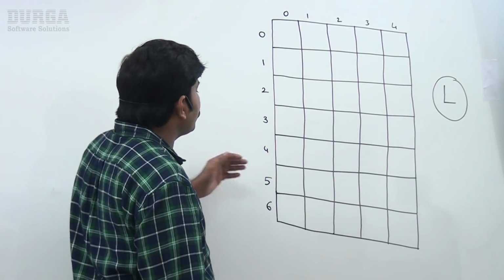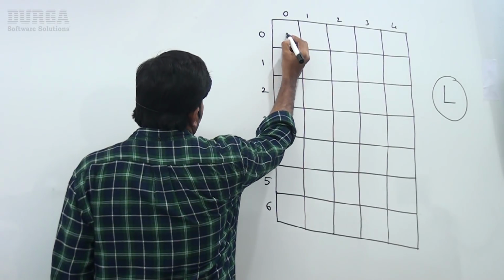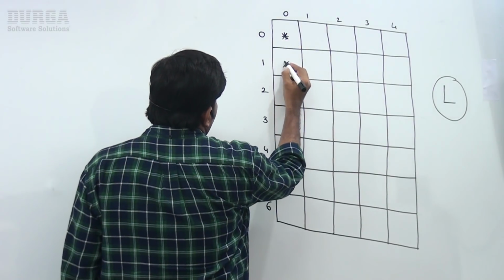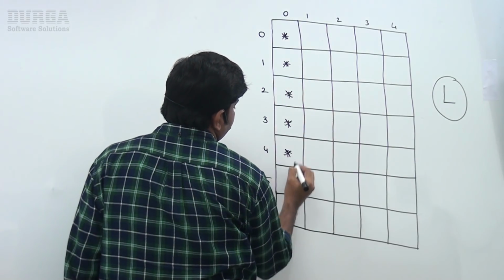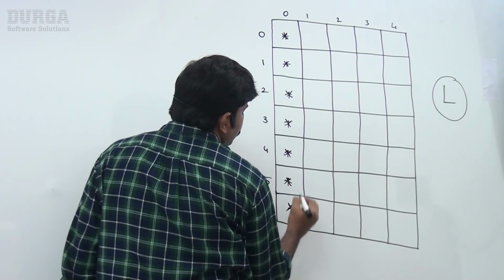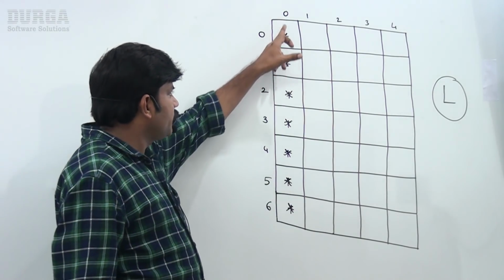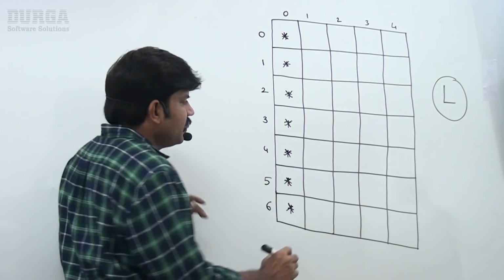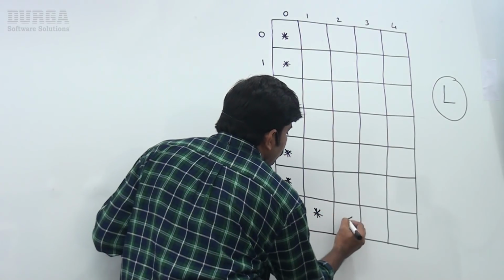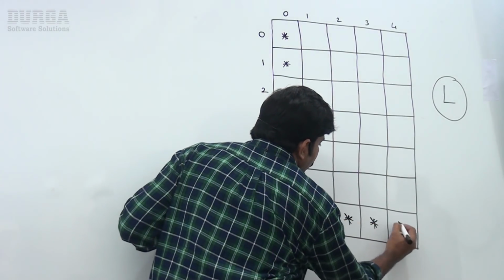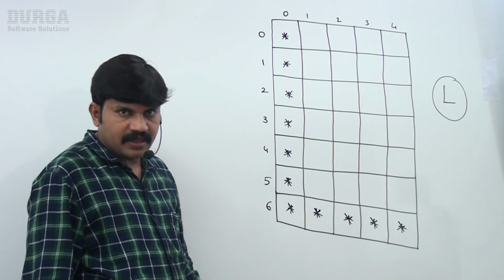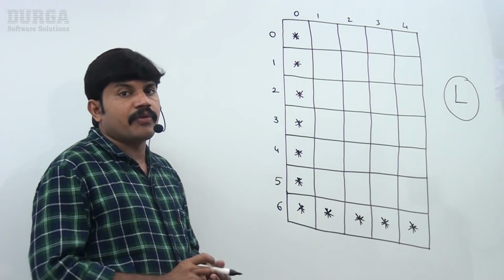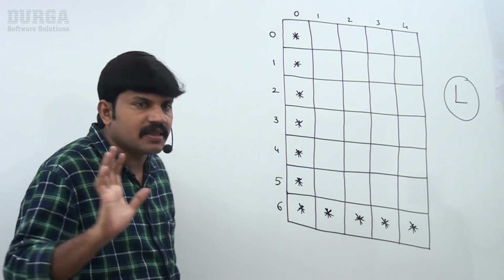Now what is the way? Very simple. L means, observe carefully: the first column, the 0th column, has all stars, and the last row has all stars too. Now it looks like L. Definitely it is L. So how can you write the code? It's very easy.